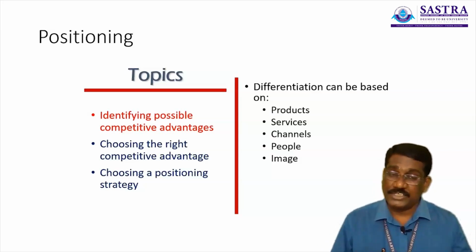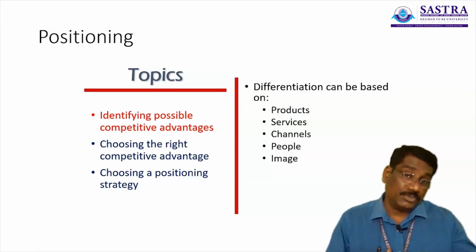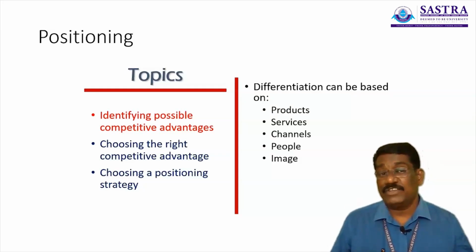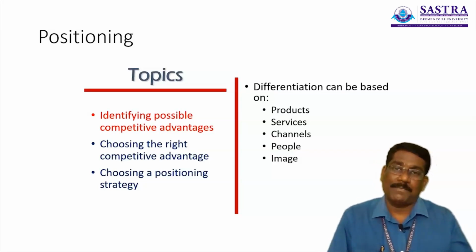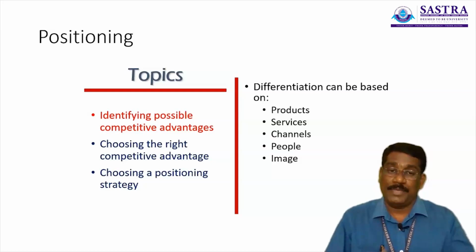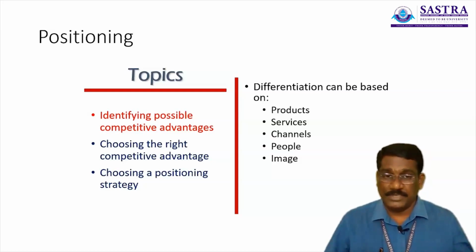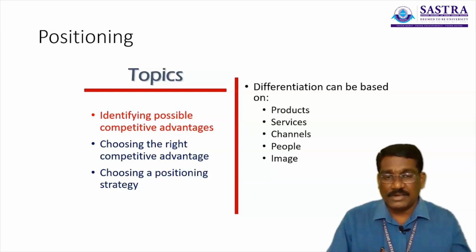So how is differentiation possible for a company using these elements? They can differentiate using the product, or the services, or the distribution channel, or the people, or the image. Let's talk about an example of a product. For example, BMW is a luxurious car, and let's talk about Mercedes-Benz. Using the product and its luxury, they are trying to differentiate from the competitor.